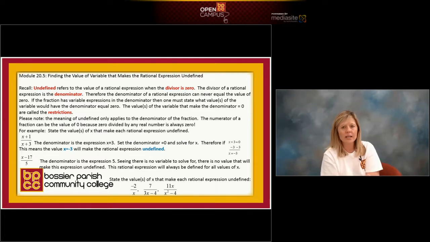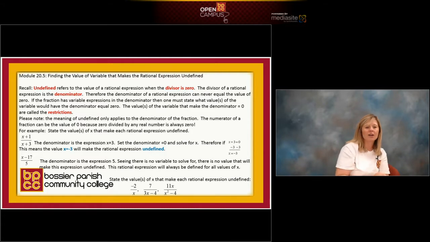So the moral of the story is, when I ask you about the restriction of a fraction, I'm asking you about the denominator. And I'm specifically asking you what number you would substitute in the denominator that would make it become 0. And that number then, the variable cannot be.